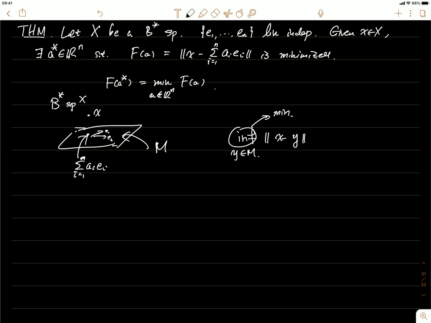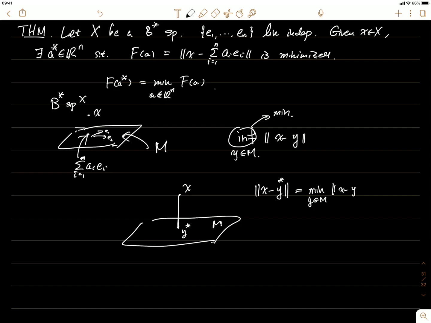From the graph it will be pretty clear. We have this X, this is our M, and then we'll be able to find some Y here, such that the distance between X and Y is actually the distance between X and the whole space M. So the norm of X minus Y, where I call this Y star, is actually the distance between the point X and the subspace M. Because this is the distance between X and Y, and this is the distance between X and M, we can directly claim that such a minimizer must exist. So we must be able to find such a Y star.